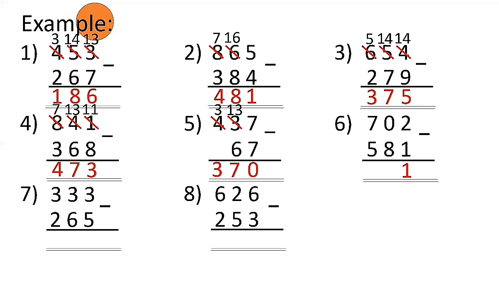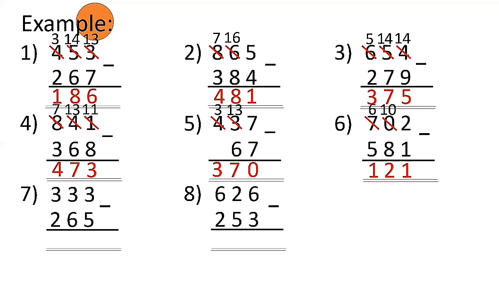2 minus 1, that is 1. 0 minus 8 cannot be, so we need to borrow in the hundreds place. 7 becomes 6. 0 becomes 10. 10 minus 8 is equal to 2. And 6 minus 5, there is 1. So our answer is 121. Number 7, 333 minus 265.